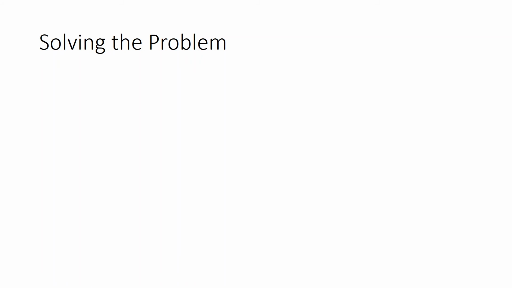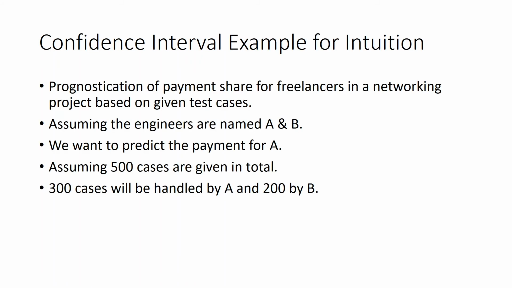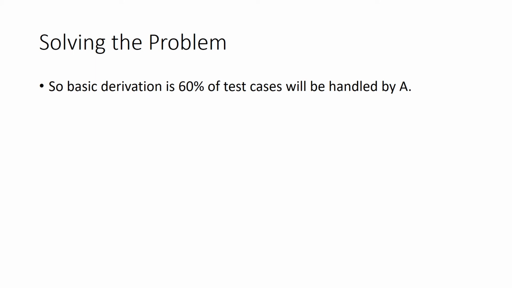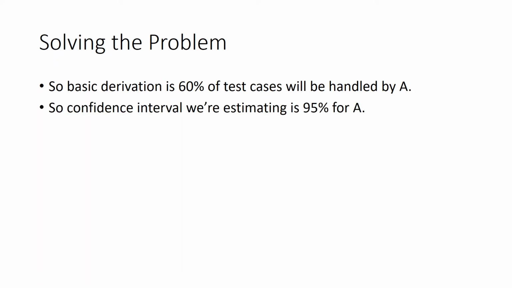Now solving the problem. This was the statement, and now we have to find the confidence interval. Basic derivation is 60% of the test cases will be handled by A, because I want to prognosticate the payment share for A, not for B. Since there are 500 cases and 300 are allotted to A, 60% of the test cases are allotted to A. So basically I have converted it into a percentage. The confidence interval we are estimating is 95% for A.